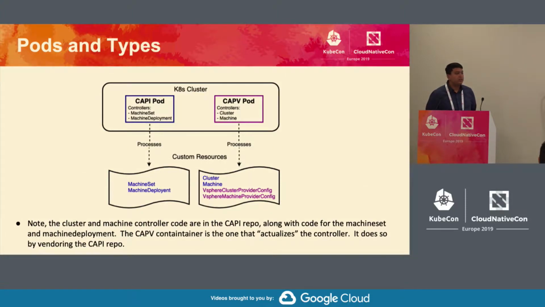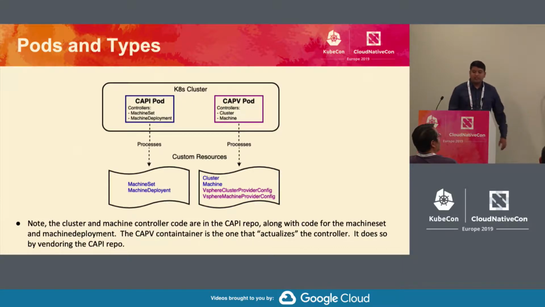What you see on the top is the bootstrap cluster or the management cluster where your Cluster API pods are running. There are two pods that you will get when you deploy this. I refer to one as the CAPI pod and the other as the CAPV pod. The CAPI pod is running two sets of controllers, the machine set controller and the machine deployment controller. These controllers are responsible for processing two specific types of resources, the machine set and the machine deployment. On the other hand, the CAPV pod, which is the vSphere-specific pod, is running the machine controller as well as the cluster controller.